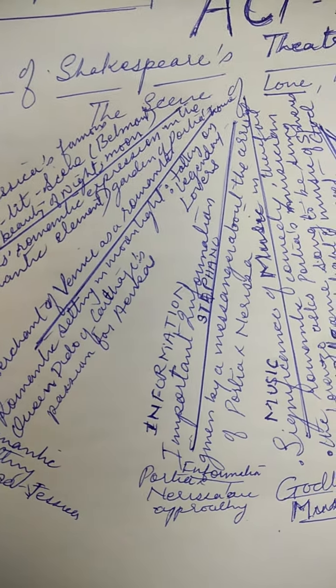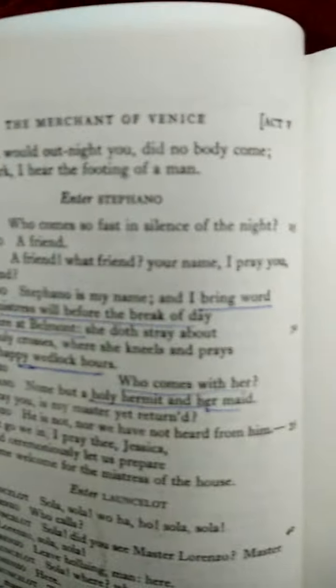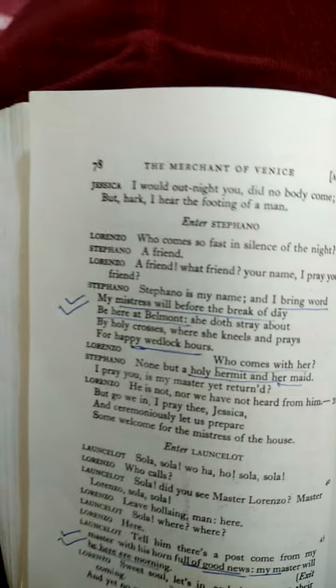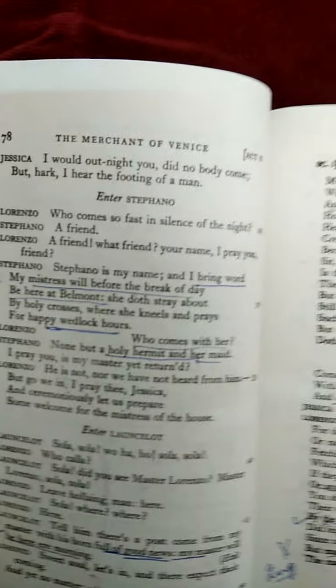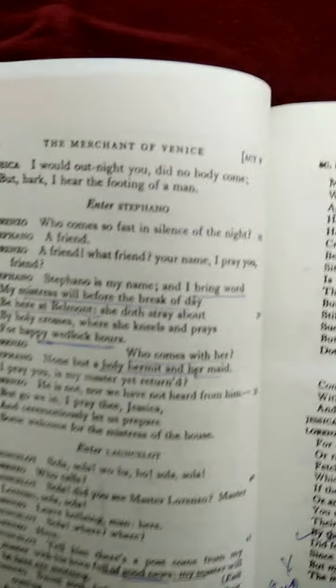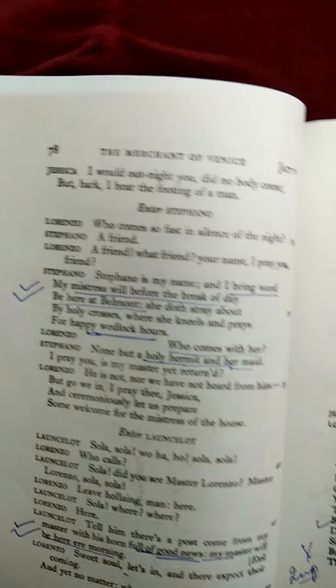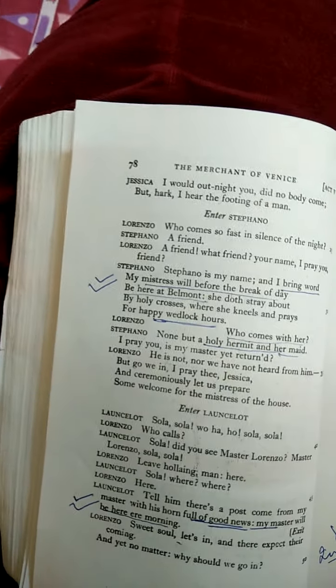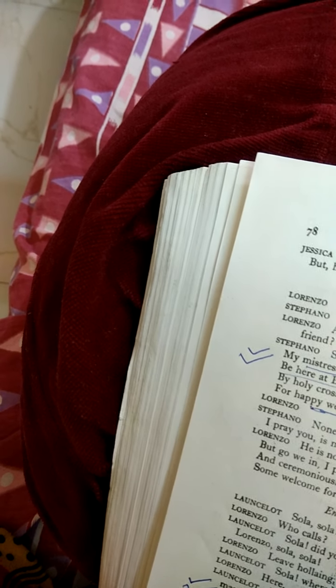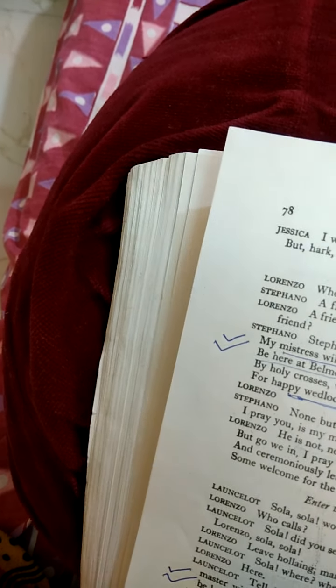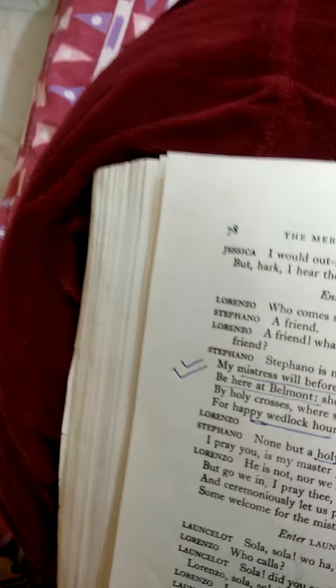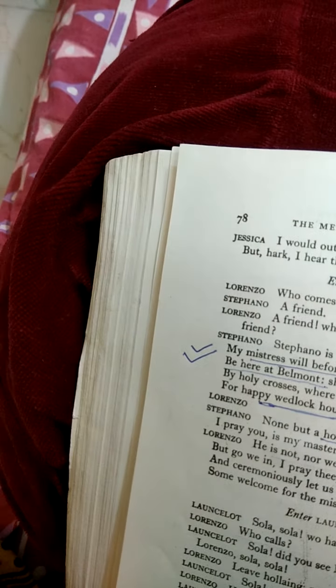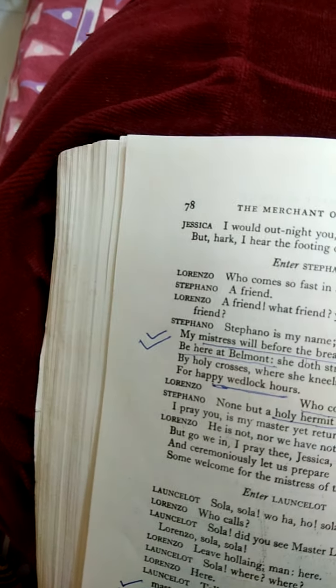So here the second important point is that, see, enter messenger. He arrives with the announcement about this arrival. I mean, Nerissa and Portia are about to reach. So this is another important development. Now see the line, it's very, very important, in which Stefano talks about the significance of Portia and Nerissa's arrival.